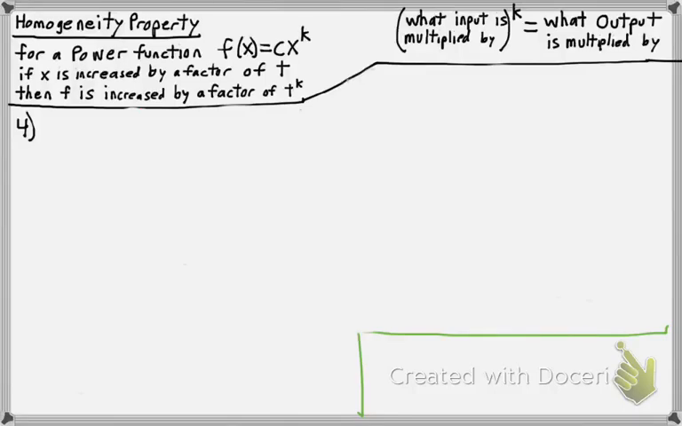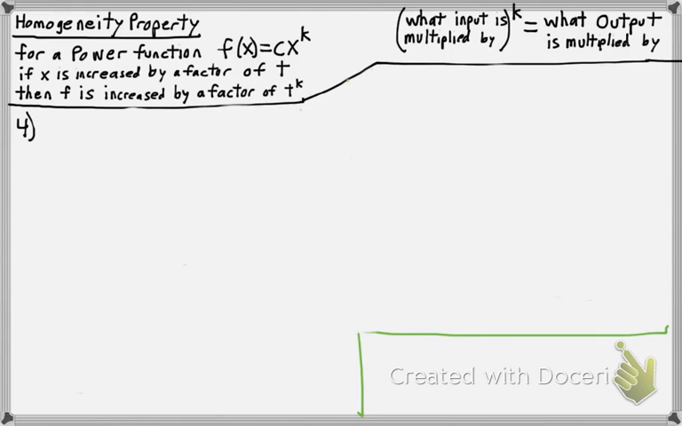Number 4, it says, a biologist has discovered that the weight of a certain fish is a power function of its length. He also knows that when the length of the fish is doubled, its weight increases by a factor of 8. What is the power k?